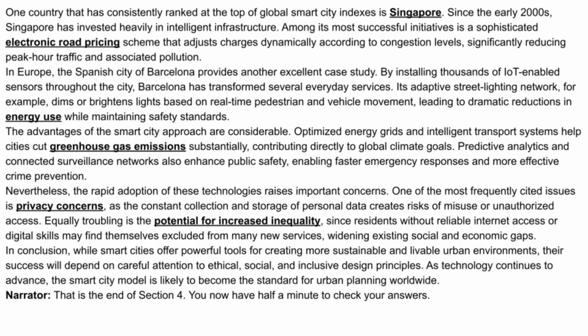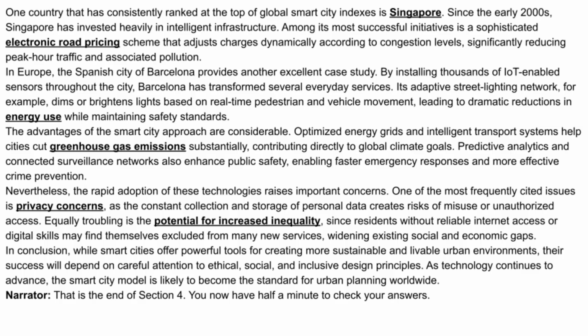Nevertheless, the rapid adoption of these technologies raises important concerns. One of the most frequently cited issues is privacy concerns, as the constant collection and storage of personal data creates risks of misuse or unauthorized access. Equally troubling is the potential for increased inequality, since residents without reliable internet access or digital skills may find themselves excluded from many new services, widening existing social and economic gaps.